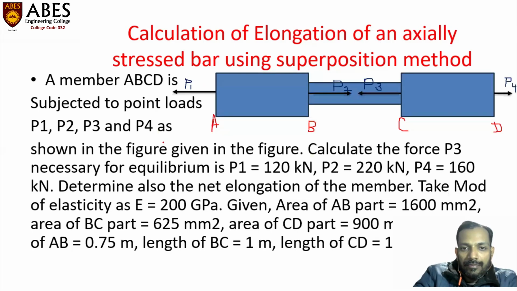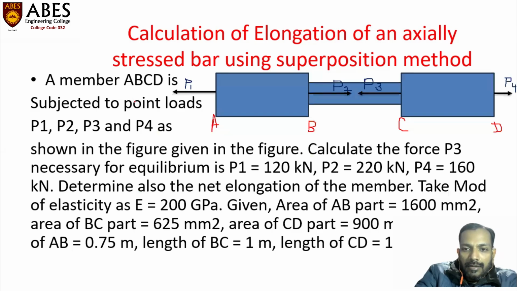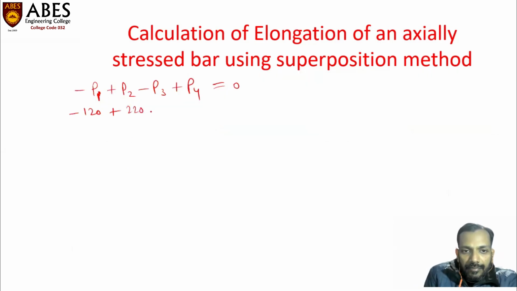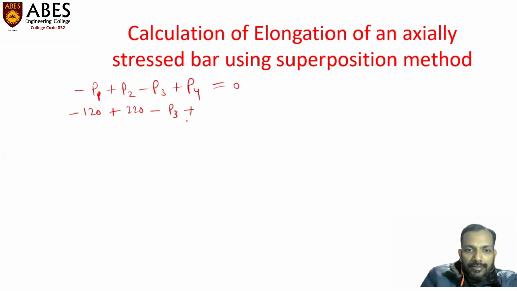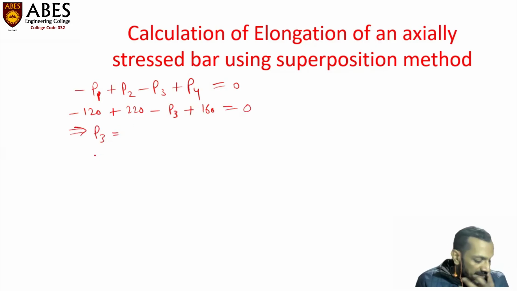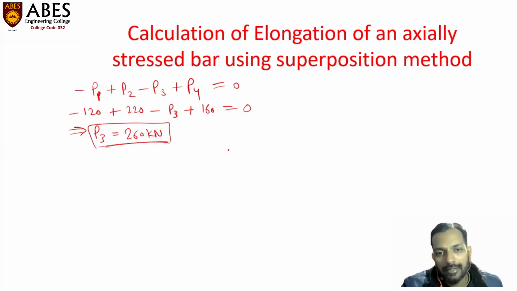Let's put the values. So P1 is 120, minus 120 plus P2 is 220, minus P3, which is unknown, plus P4. The value of P4 is 160. Plus 160 is equal to 0. Using this expression, we can calculate the value of P3. P3 is coming to be 260 kilonewtons. So this is the value of P3.